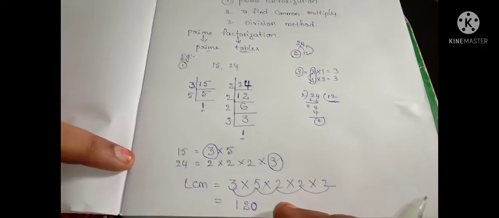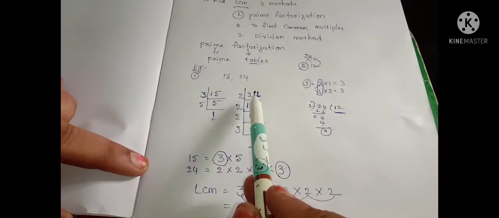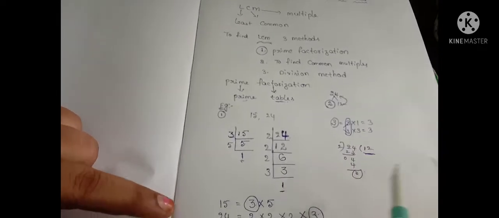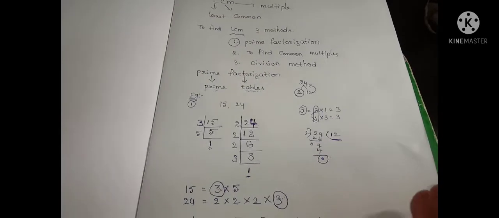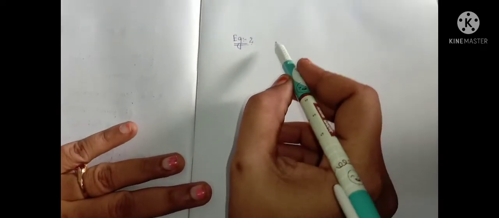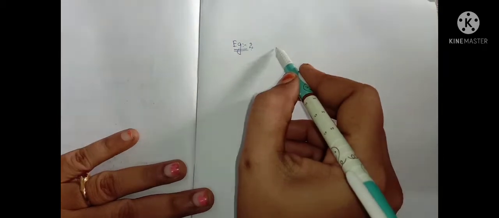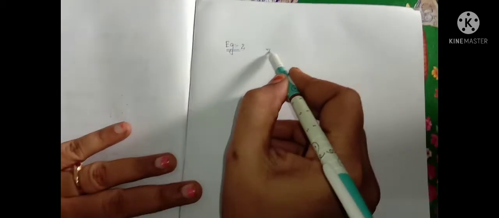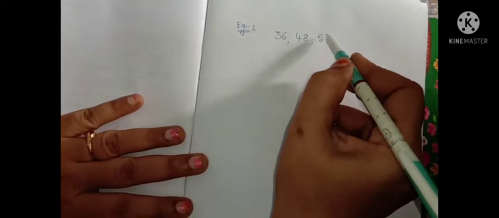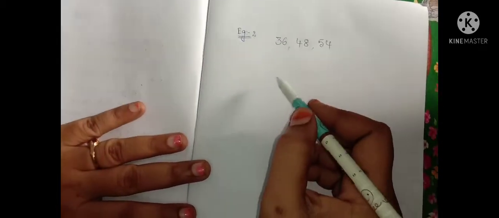This is the general method to find the LCM by using prime factorization. You can take another method. You can take another example too. Say any two numbers or three numbers. Now I am taking 36, 48 and 54.